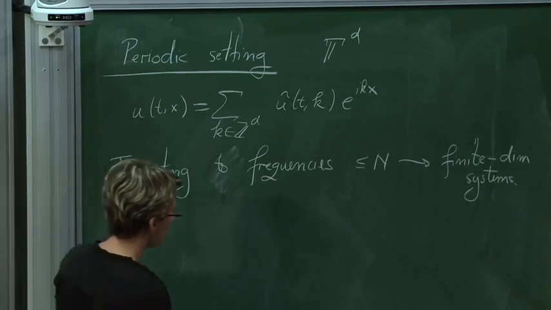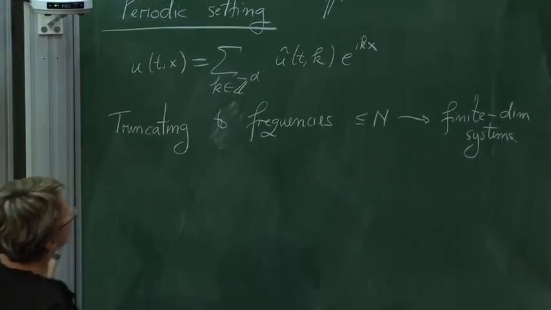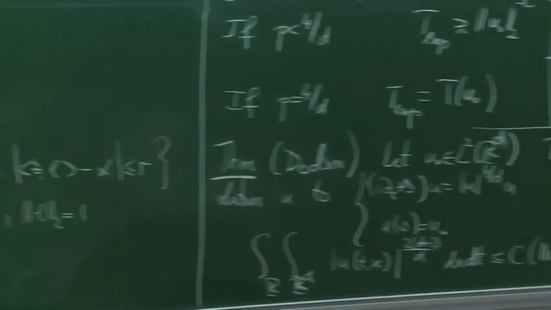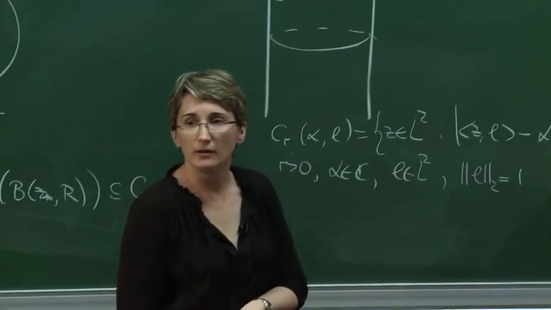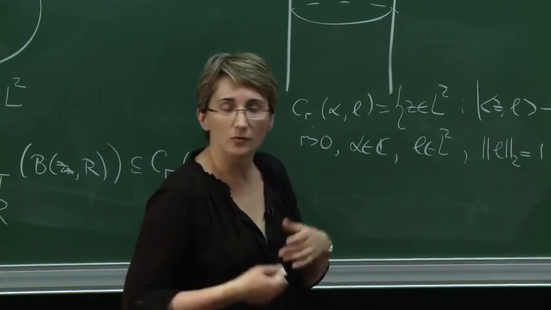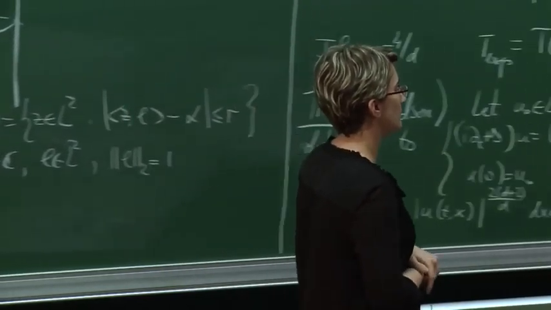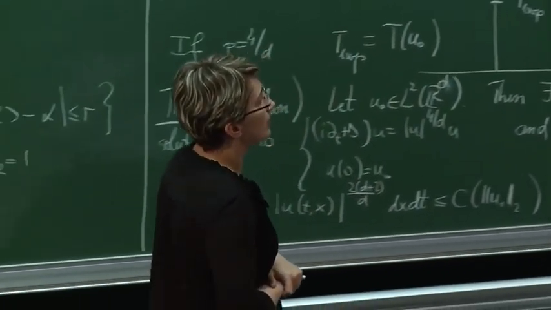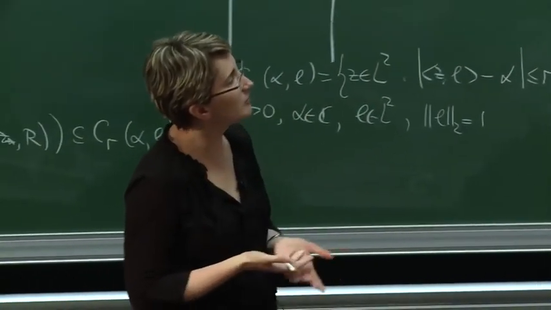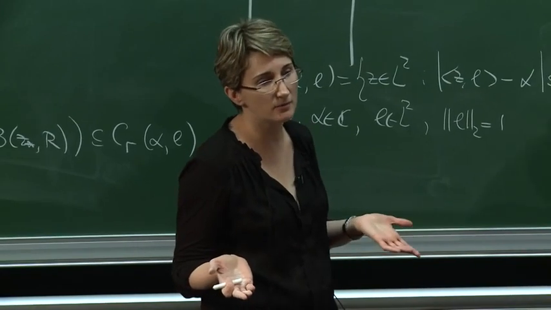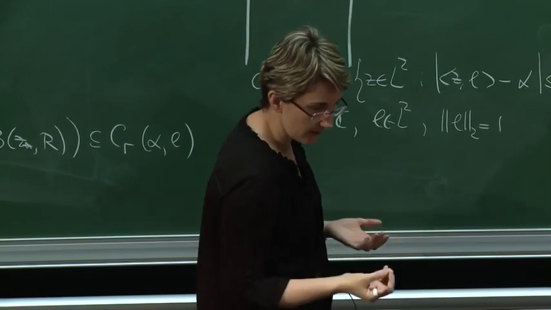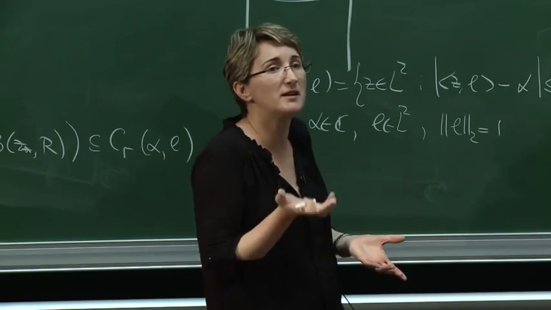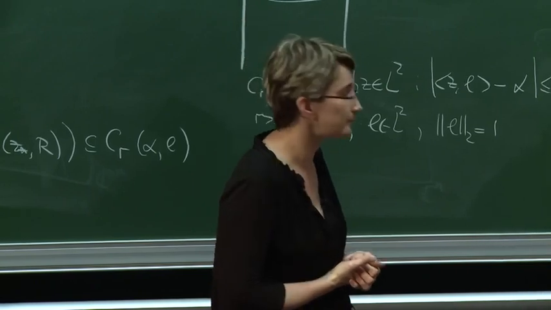Now, moving from the periodic setting to the Euclidean setting, it's not clear how one should define a finite dimensional approximation. In fact, that was one of the key challenges that we had to overcome. How do you define a finite dimensional approximation? Moreover, because the Laplacian on Euclidean space has absolutely continuous spectrum, one cannot even find a finite dimensional subspace of L2 that is left invariant even by the linear flow.